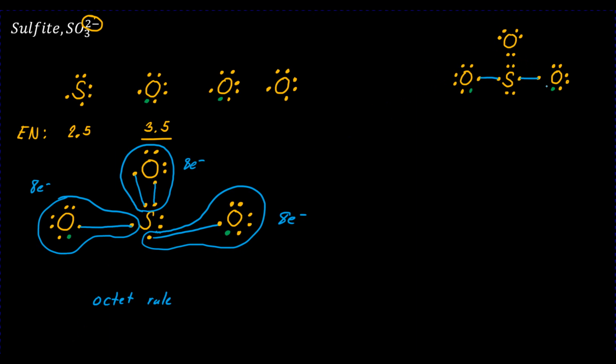Again, the extra electrons are placed here, emphasizing the double bond. If you count the number of electrons associated with sulfur, we will see 1, 2, 3, 4, 5, 6, 7, 8, 9, 10. 10 electrons for sulfur, and this is called an expansion of valence for sulfur.